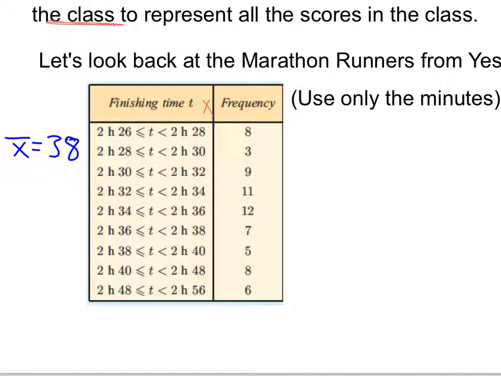So for this first class, what would that be? 2 hours, 27 minutes. Okay, the 27. We're just going to do the minutes here. So for the second one, it would be 29, 31, 33, 35, 37, 39. Sabrina, you're just too smart. And then what's this one? 44. Okay, and then 52. Everyone seeing how this works here?